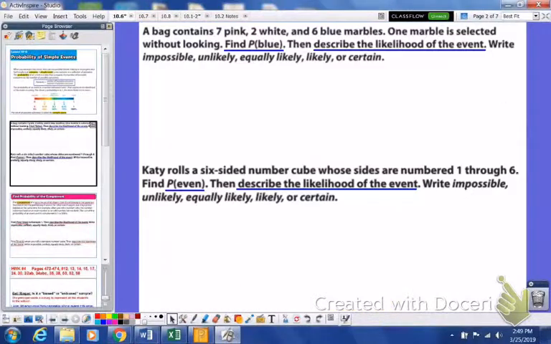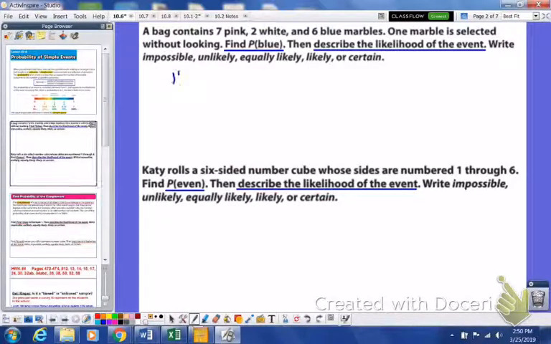Okay, so check out our first example here. A bag contains 7 pink, 2 white, and 6 blue marbles. 1 marble is selected without looking, and we want to find the probability that it is blue. Once we find that probability, we would then want to describe the likelihood of the event by writing impossible, unlikely, equally likely, likely, or certain. So it's asking for 2 answers here.